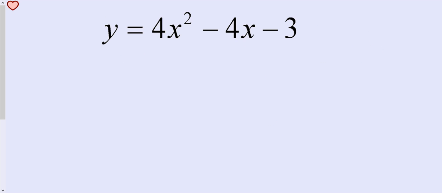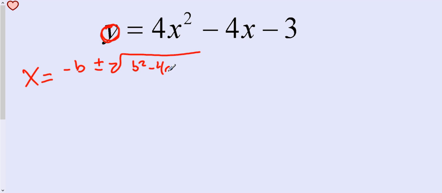Alright, say it's already kind of in standard form, but it says y equals. We get to set it equal to whatever we want, so we're going to set it equal to 0. So we're ready to go. X is equal to negative b plus or minus the square root of b squared minus 4ac all over 2a.